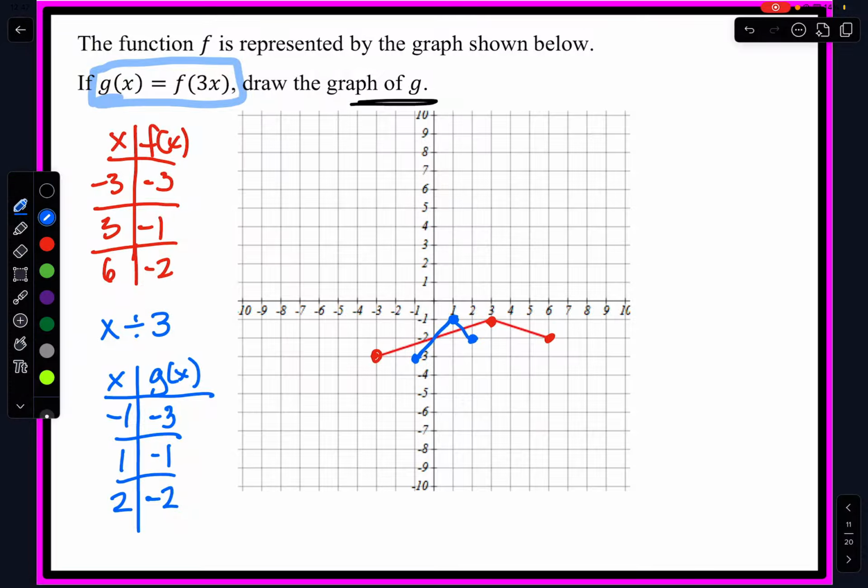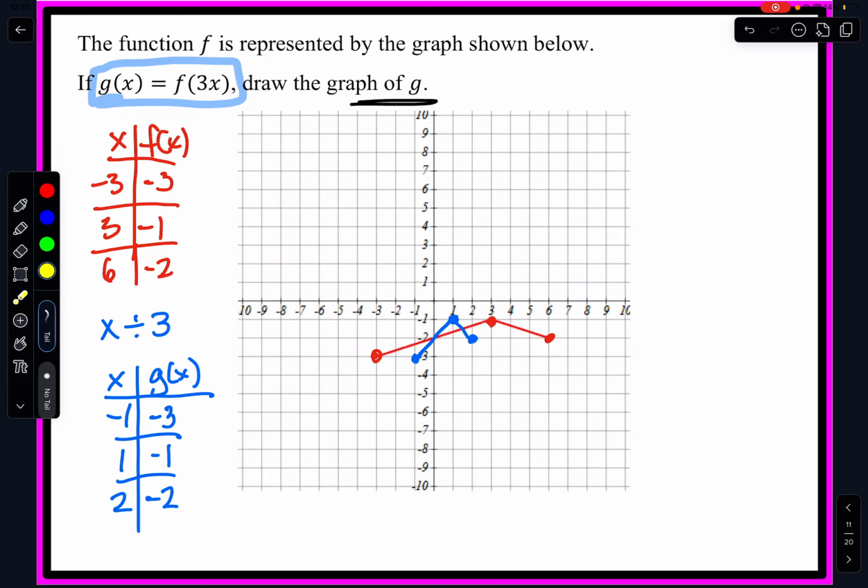This point is going down 3, and this one is still at the same height. This point is going down 1, and this is still going down 1. This goes down 2, and this one still goes down 2. But all of these points have been pushed inwards closer to the y-axis.